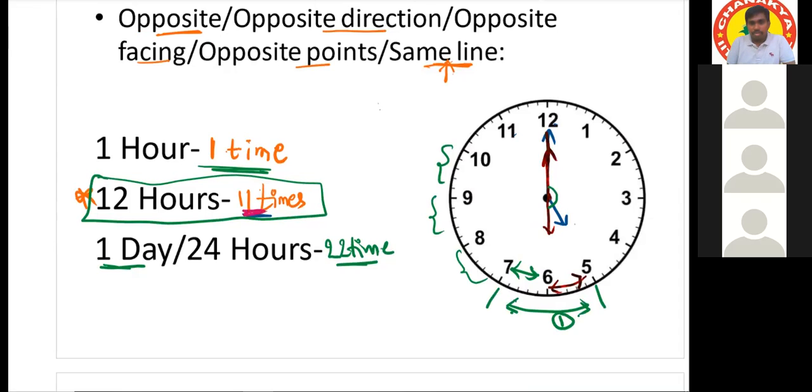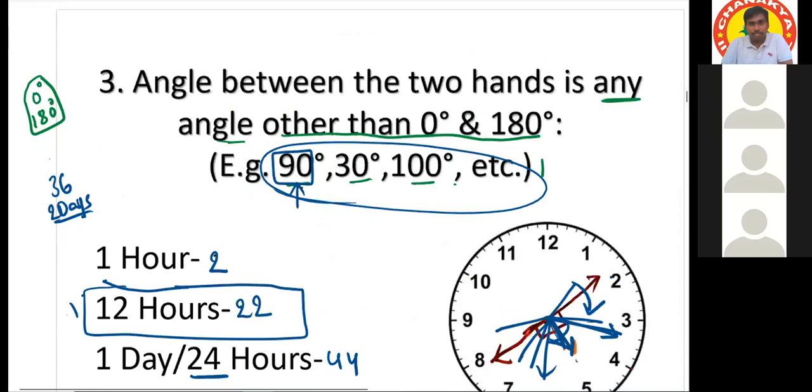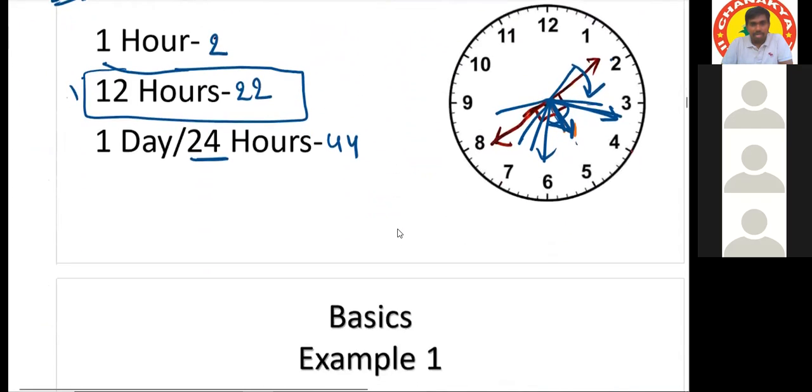Okay. And 30 degrees, how many times can we get in one day? 44 times. 90 degrees, 44 times. 100 degrees, 44 times. 359 degrees, 44 times. 1 degree, 44 times. 360 degrees.